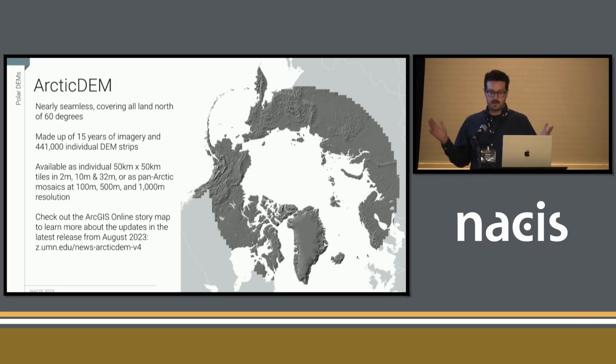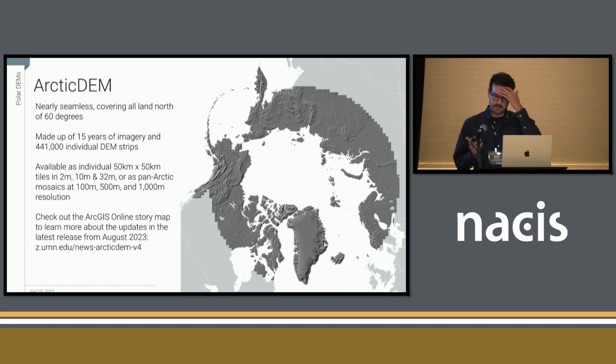Our ArcticDEM product is a collaboration with NSF, the National Geospatial Intelligence Agency, and PGC, and covers all land north of 60 degrees latitude. We recently released version 4.1, which filled in a lot of gaps in data with additional years of data, or DEM strips, improved the post-processing, removed a lot of bad data, and now we have this beautiful, seamless surface across the Arctic.